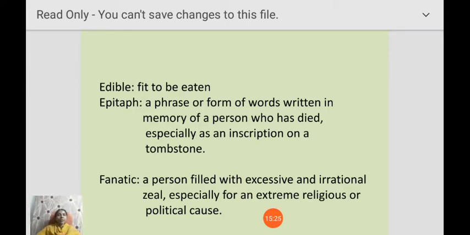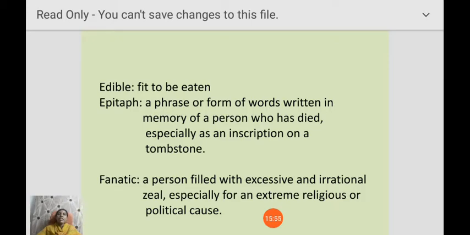Fanatic. A person filled with excessive, irrational zeal, especially for an extreme religious or political cause. So a person filled with excessive irrational zeal, he has excessive zeal more than the normal. Then irrational, there is no rationality in that thought.